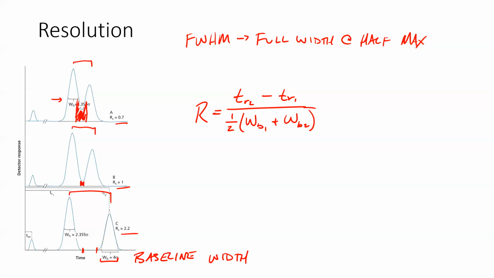So 0.7, a lot of overlap still, 1.0 or 1, we still get a tiny bit of overlap. 2.2, we're down to the baseline and then some, okay? And so for us to consider things sort of analytically resolved, we want R to be greater than or equal to 1.5 to be considered resolved, okay?